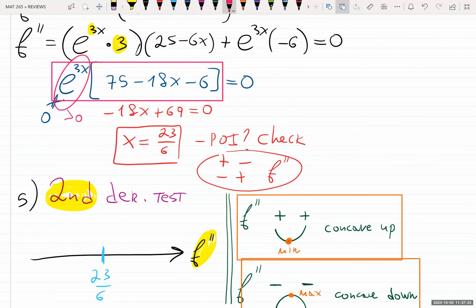Well, use test points, 0 or 10 or 100, whatever you like. At 0, you get 69, and I don't care what the number is. I just care that it's positive. At 10, this number becomes big and negative. So negative. Thus, the original function, and I'm going to change the color again to orange one more time, is smiling where the second derivative is positive, and grumpy where the second derivative is negative.